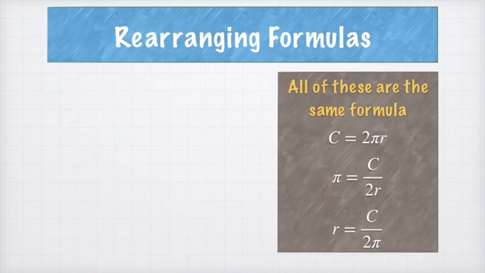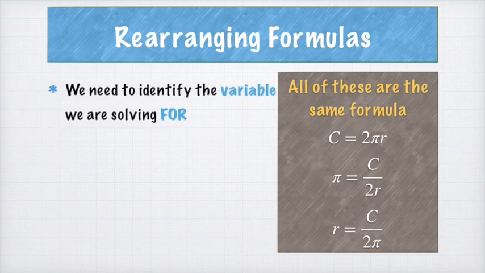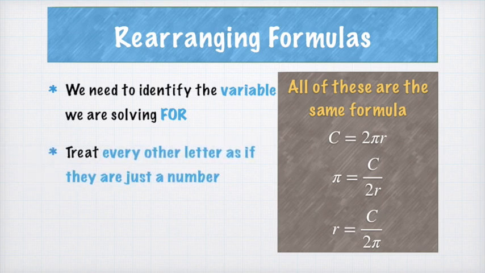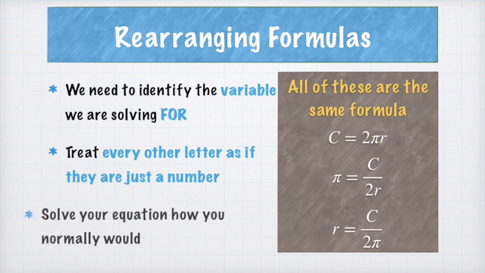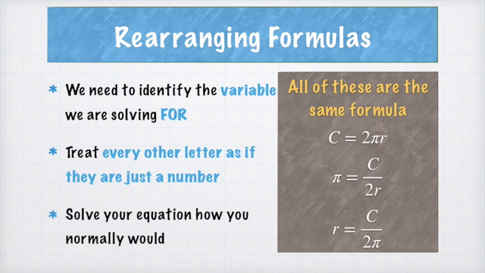So we're going to rearrange some formulas. And remember, we need to identify the variable that we are actually solving for. There's going to be a lot of letters in here, and not all of them are going to be variables that we're actually trying to solve for. We need to treat every other letter that's not our variable as if it's just a number. They're just representing a number, and we can say that we know it. We just haven't been given that information yet. And we need to solve the equation like we normally would.